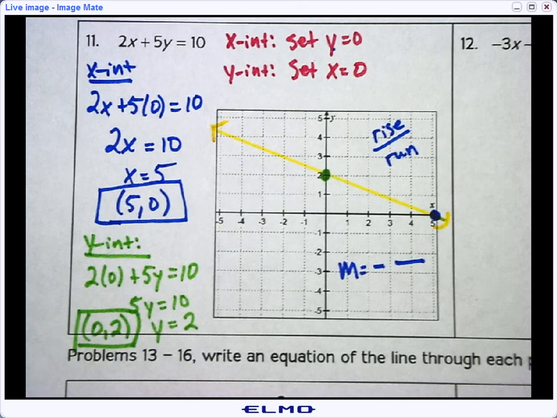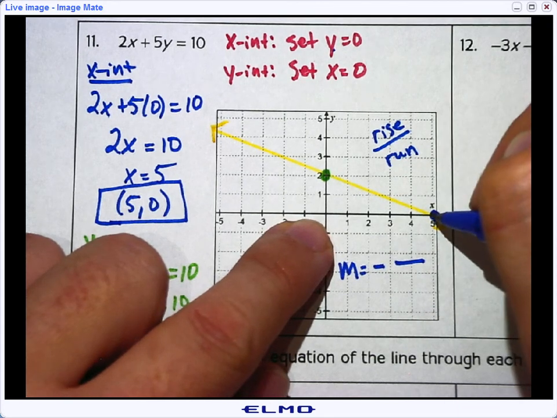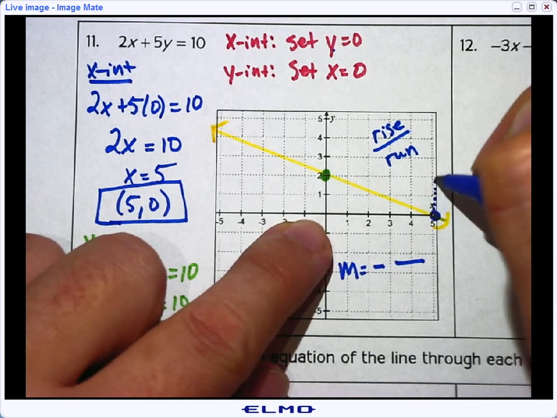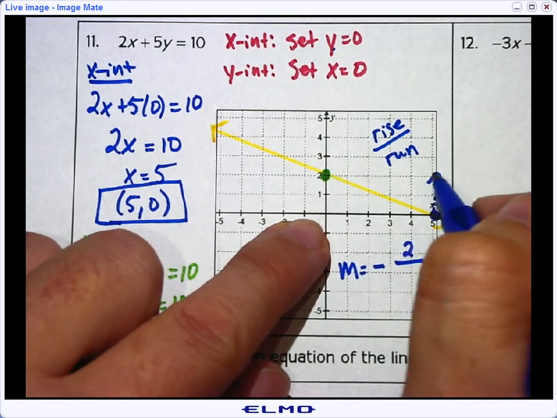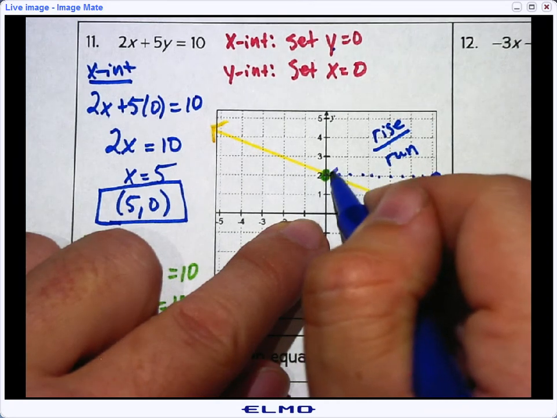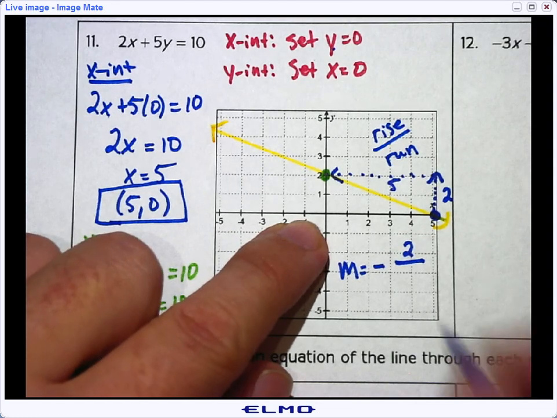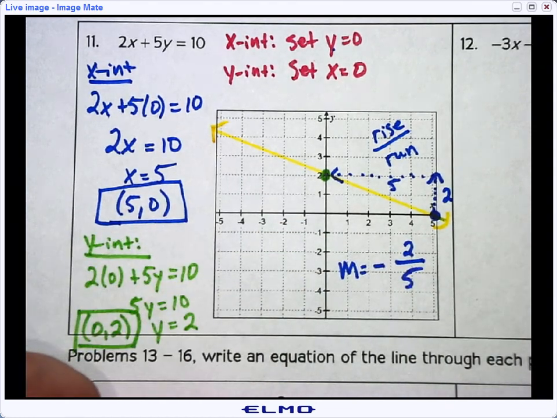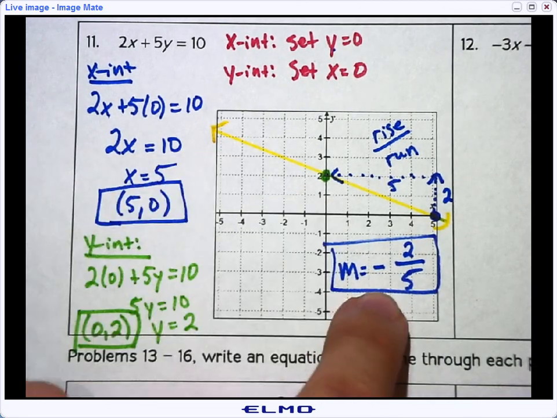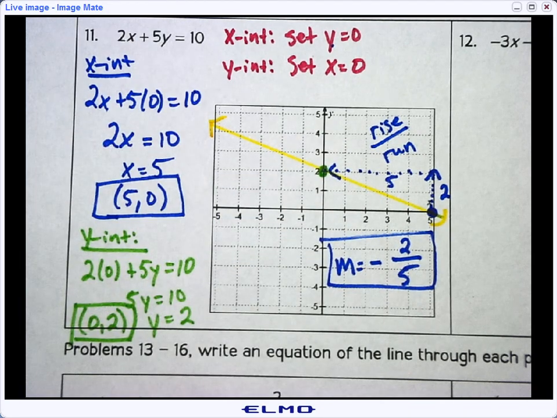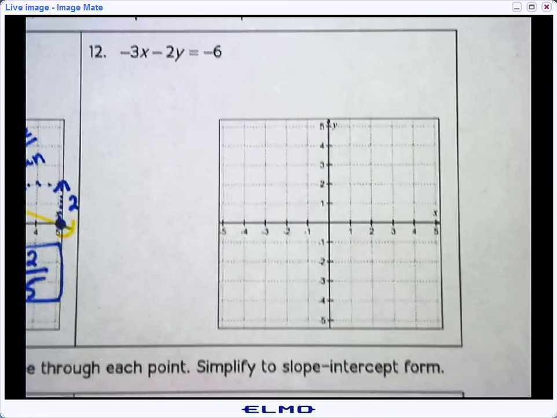So I got to figure out how far up or down. So to go from one point to the next, I have to go up 1, 2. So my rise is 2. Then I have to go over 1, 2, 3, 4, 5. So my run is 5. So we get the slope negative 2 over 5. Got my intercepts, got my slope, got my graph. Everything's done. All right, number 12, similar story.